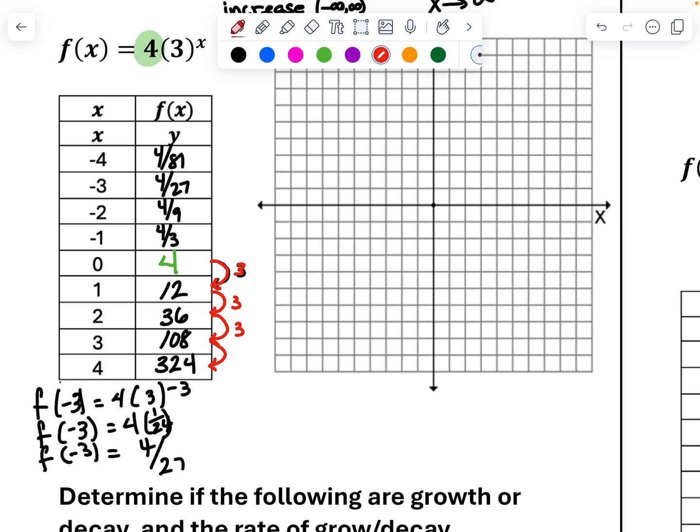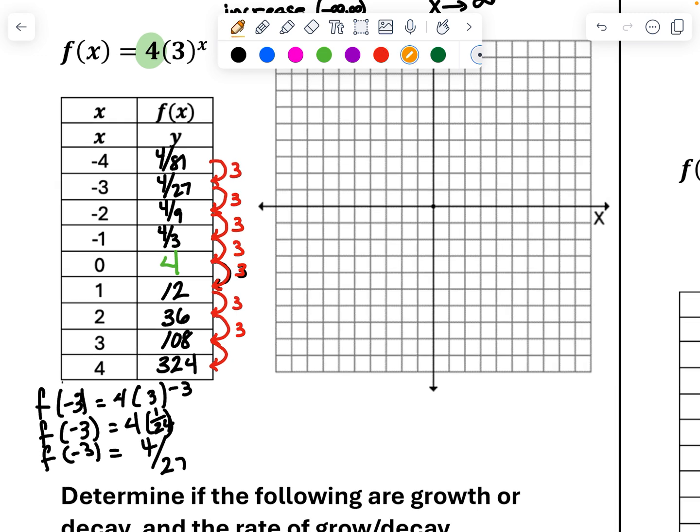And I will tell you this, if you take 4 to the 81st and you multiply it by 3, you get 4 to the 27th. And if you multiply that by 3, you get 4 to the 9th. And if you multiply that by 3, you get 4 to the 3rd. And if you multiply that times 3, you get 4. So that works.